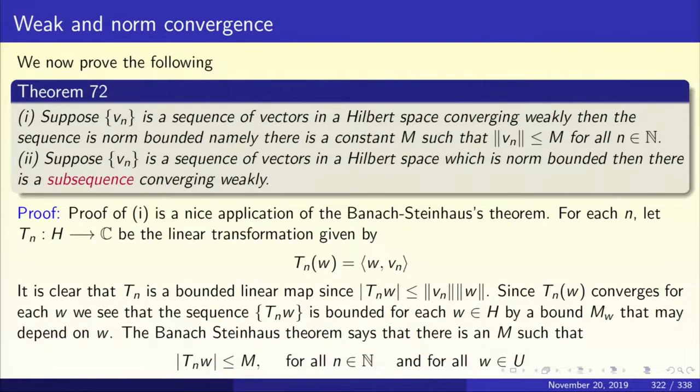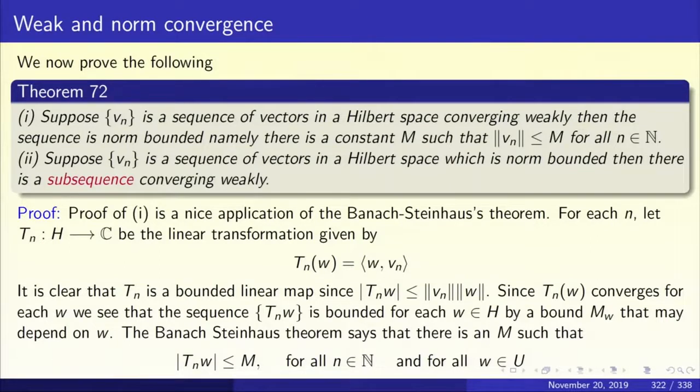So for each n, let us define a linear transformation Tn from H to C by the following prescription: Tn of W equals the inner product of W with Vn. Evidently, it is a linear transformation. It's a bounded linear transformation. Why is it bounded? Let us take the absolute value of Tn W and apply Cauchy-Schwarz. You get less than or equal to norm Vn times norm W. Straight away, you say that it is bounded.